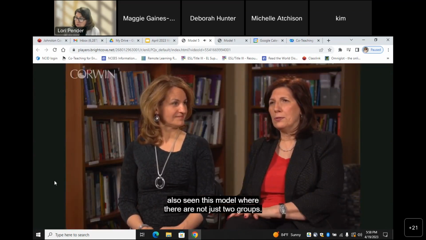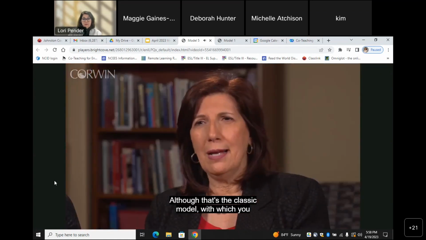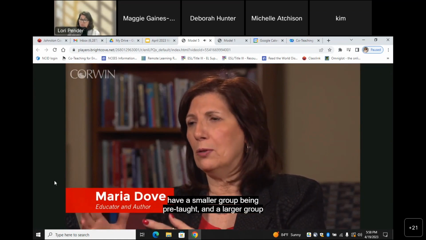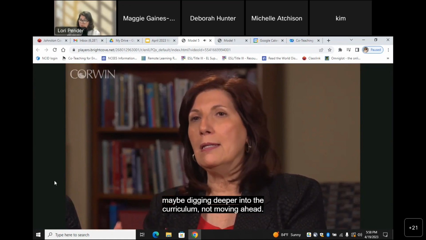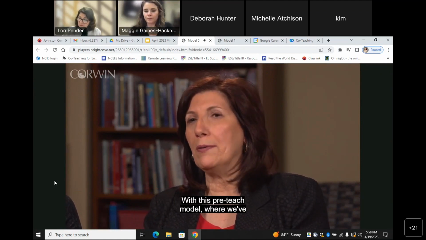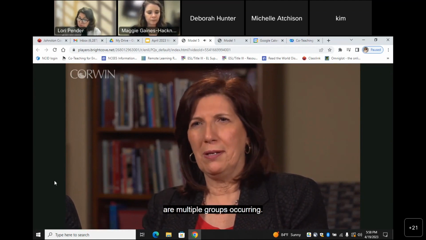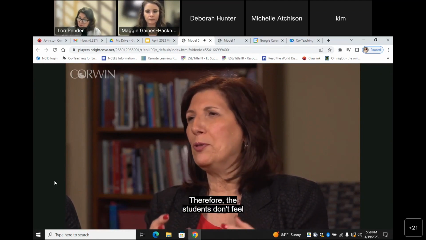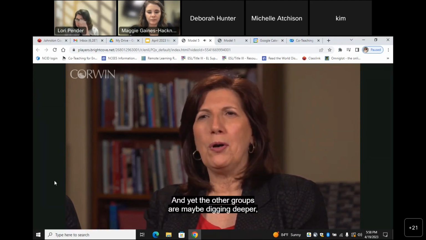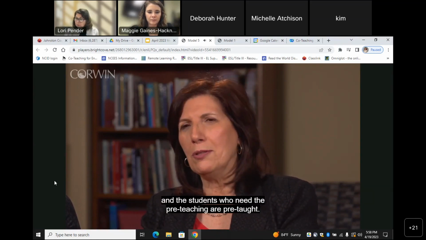Interestingly enough, we've also seen this model where there are not just two groups, although that's the classic model with which you have a smaller group being pre-taught and a larger group maybe digging deeper into the curriculum, not moving ahead. With this pre-teach model, where we've seen it also being successful, is that there are multiple groups occurring. Therefore, the students don't feel like they're being singled out, and yet the other groups are maybe digging deeper, and the students who need the pre-teaching are pre-taught.